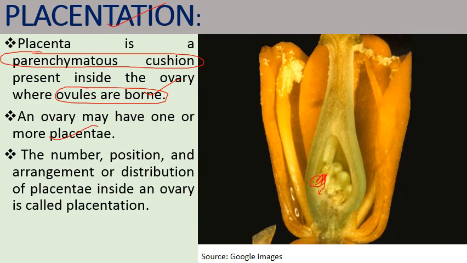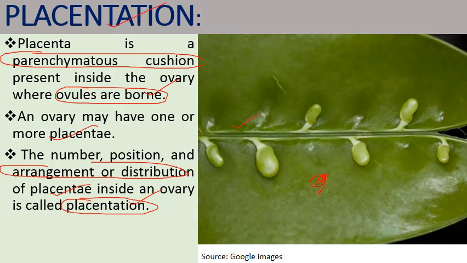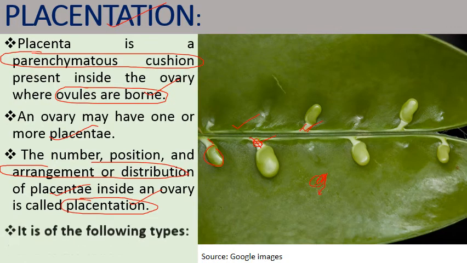The number of position and arrangement or distribution of placenta inside an ovary is known as placentation. So this arrangement of ovules inside the ovary is known as placentation. For example, this is the photograph of P, which shows the arrangement of these structures which are known as ovules, or ये जो cushion-like structure which is made of parenchyma, this is known as placenta. So the arrangement of these ovules with the help of this placenta is known as placentation. It is of following types.